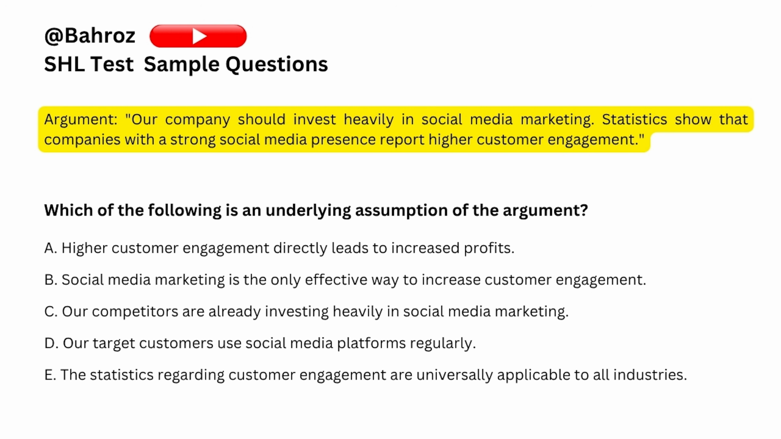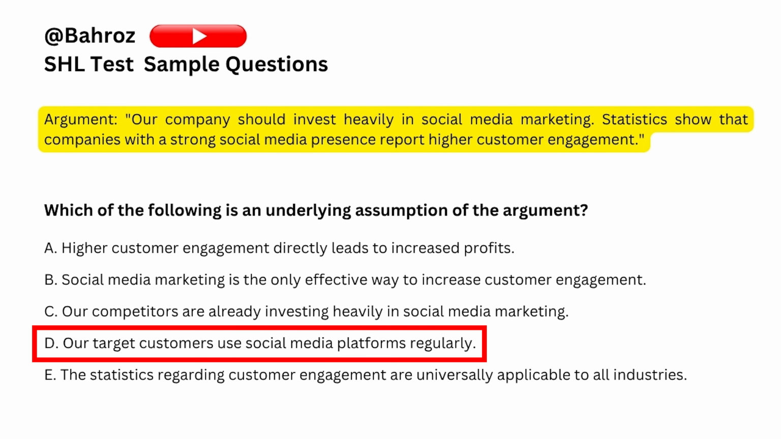So the argument says social media boosts engagement, so we should invest. For that to work, our customers need to be on social media. Option A, profits aren't mentioned. Option B, "only" is too strong, other methods might exist. Option C, competitors aren't relevant. Option D, if customers don't use social media, the strategy fails, so this is assumed. Option E, the stats don't need to apply universally. Option D is the key assumption.